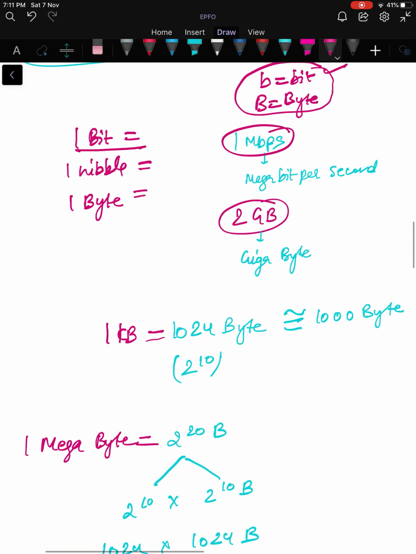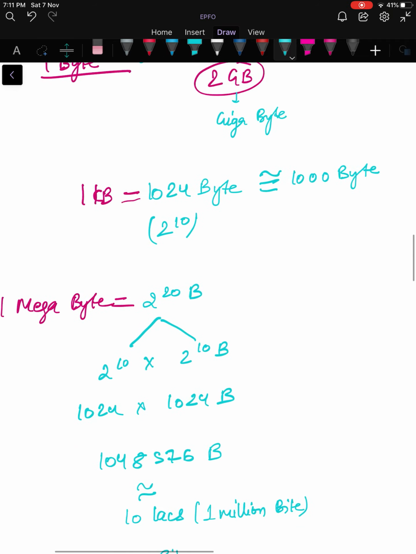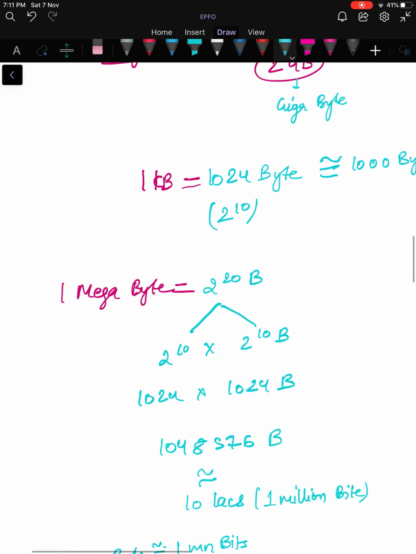So 1 bit, 1 nibble and 1 byte. We know 1 bit equals 0 or 1, 1 nibble is 4 bits and 1 byte equals 8 bits. And in the case of ASCII, 1 byte equals 7 bits. Now 1 KB equals 1024 bytes. And in many questions you can also write it as 1000 bytes. So 1 KB equals 1024 bytes.